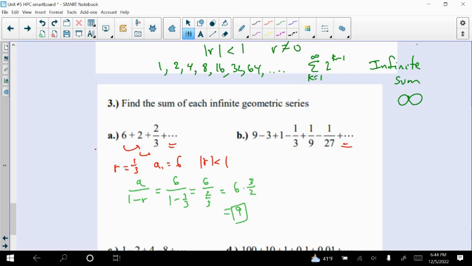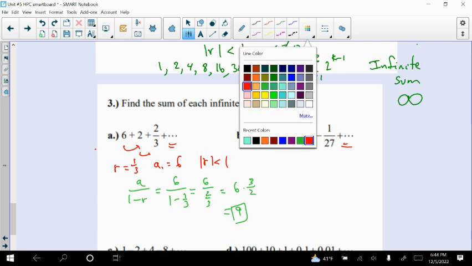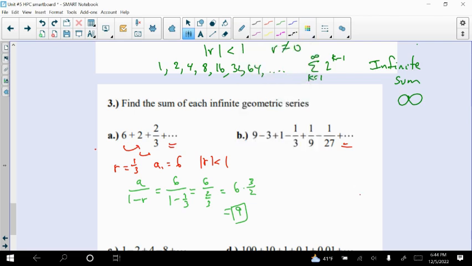Part B, it's another geometric ratio. I know that because I'm multiplying by, actually, negative 1/3. My ratio is negative 1/3, and that still fits the definition. We're looking for a ratio in absolute value that's less than 1. We want our terms to get smaller, and that definitely fits.